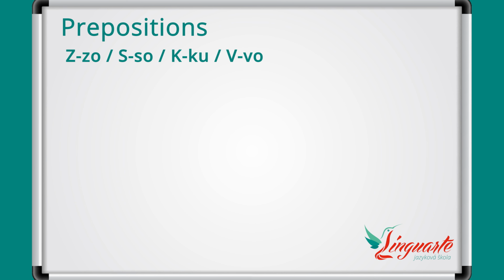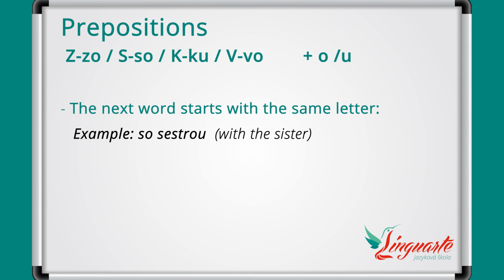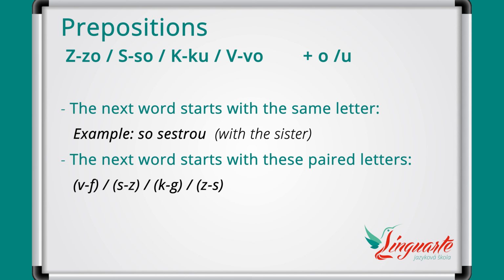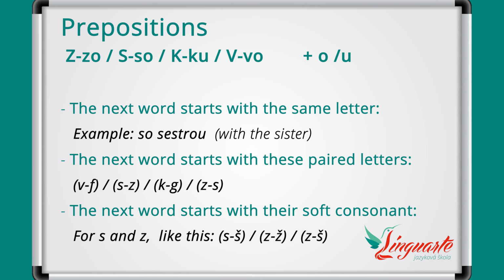Some of the prepositions like z alebo zo, s a potom so, k a potom ku, and v a potom vo have forms adding the letter o or u. These letters are added when the following word starts with the same letter. For example, so sestrou, with the sister. The following word starts with these paired letters: v, f, s, z, k, g, z, s. The following word starts with their soft consonant. This applies for s and z, like this: s, š, z, ž, or ž, š.